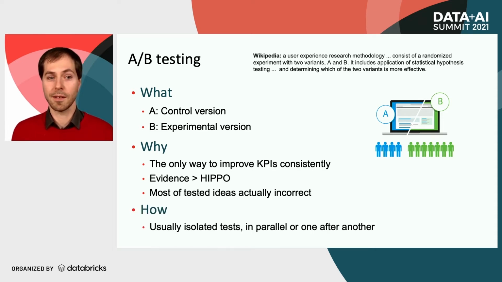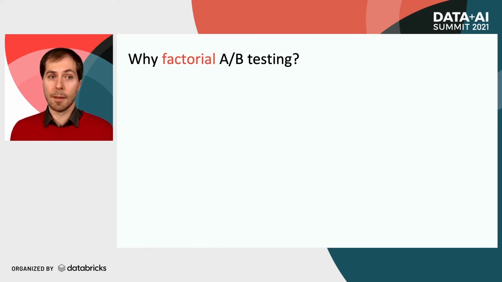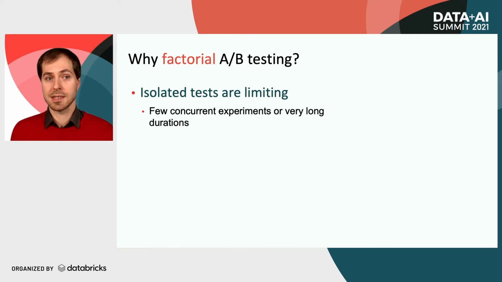And how do you do the testing? Usually you do isolated tests. That means you divide your traffic into parallel lanes so that each user is exposed to just one variant. So you can run such tests in parallel or one after another. Yeah, that's all fine, but these tests prove to be limiting if you really want to do it seriously, if you really want to test all ideas as you should, because you can only run few such concurrent experiments, or they take a very long time.